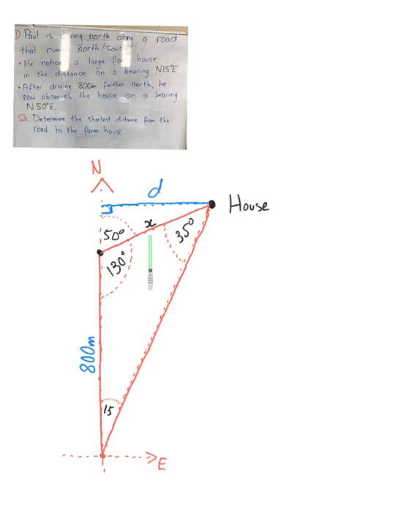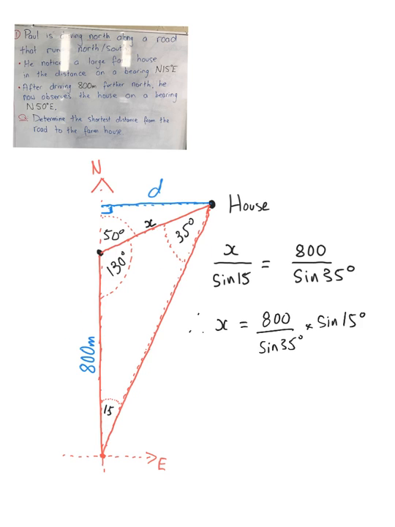Now I'm going to use the sine rule to solve for this side length, x. So let's write that out. Okay, so I need to work in side angle pairs. So x divided by sine 15 equals 800 divided by sine 35. Multiplying through by sine 15, I get this expression, which gives me 360.99 metres.